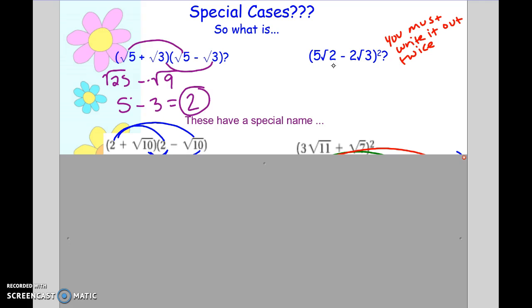And this special case is a perfect square trinomial, so you have to remember to write it out twice. You can't just distribute the exponent. You can never distribute an exponent over a minus or a plus. So I have to actually write the parentheses 2 times and then FOIL.